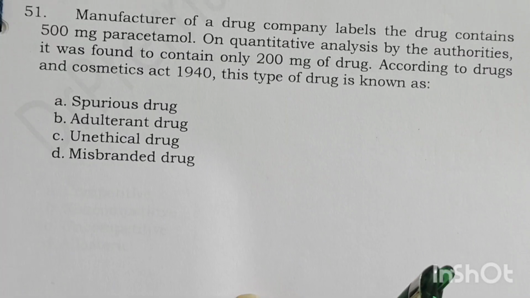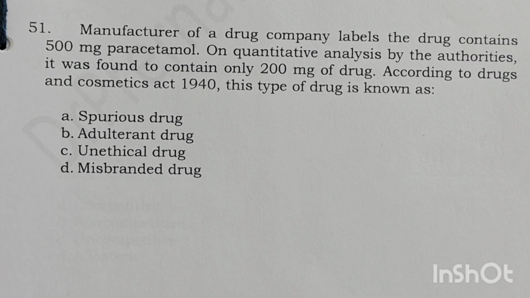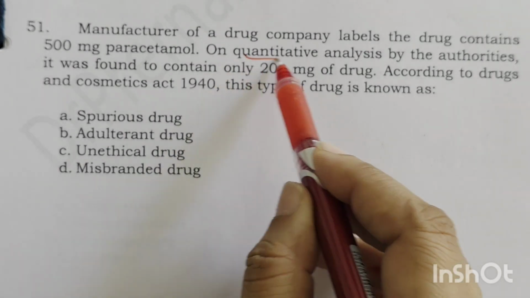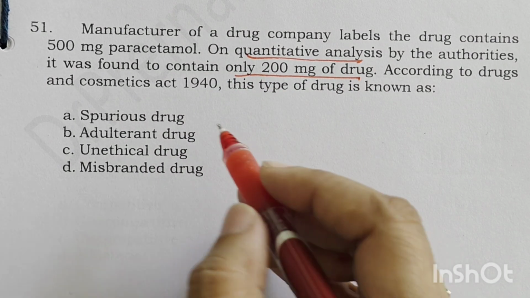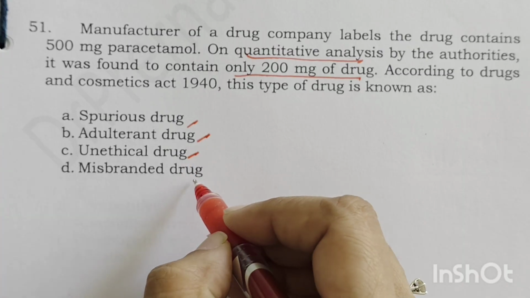Next, manufacturer of a drug company labels the drug contains 500 paracetamol, 500 milligram, but on quantitative analysis, it was found to have only 200. Now, what is this drug known as? So now the options are spurious drug, adulterant drug, unethical drug, and misbranded.